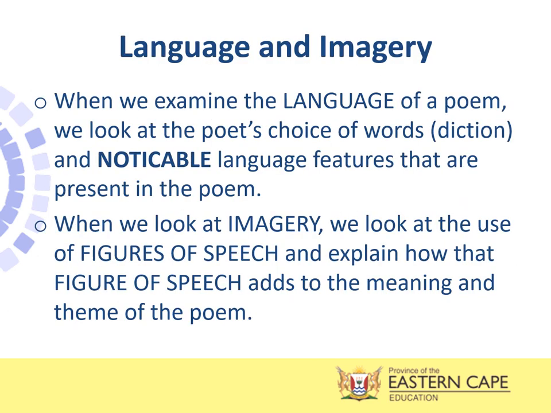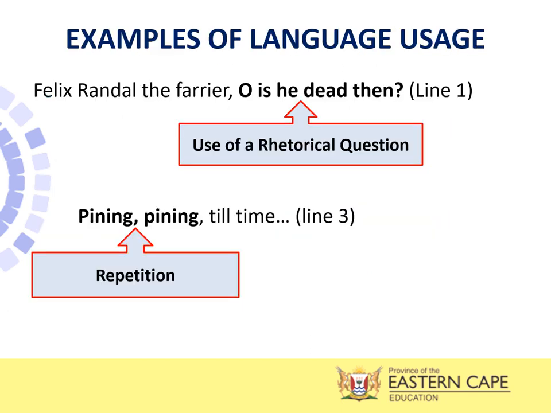Just to emphasize, when we examine the language of a poem, we look at the poet's choice of words or his diction and the noticeable language features that are present in the poem. And when we look at imagery, we look at the use of figures of speech and we explain how the figure of speech adds to the meaning and theme of the poem.